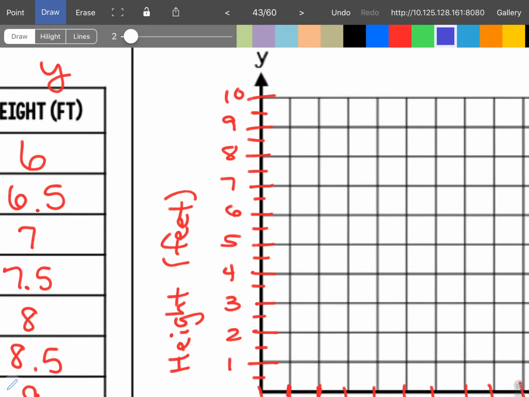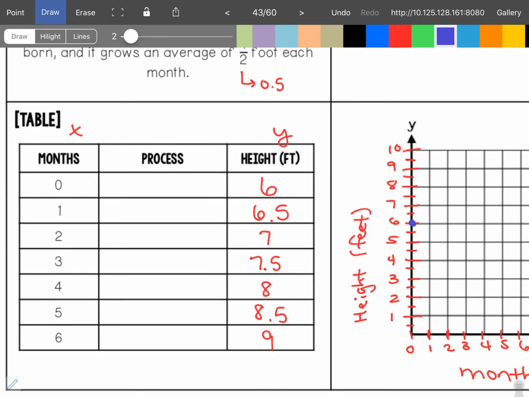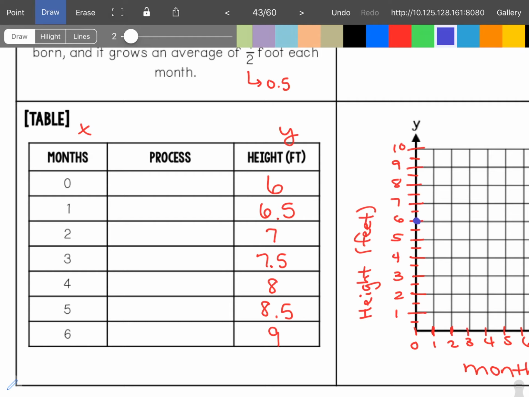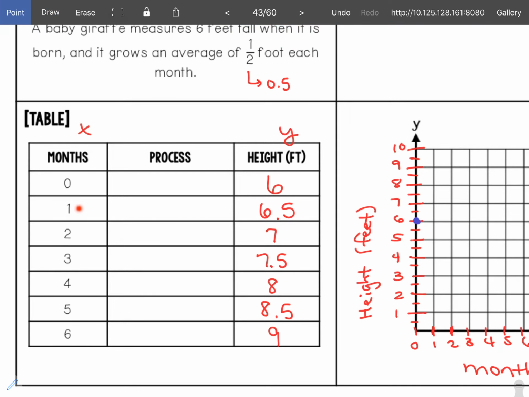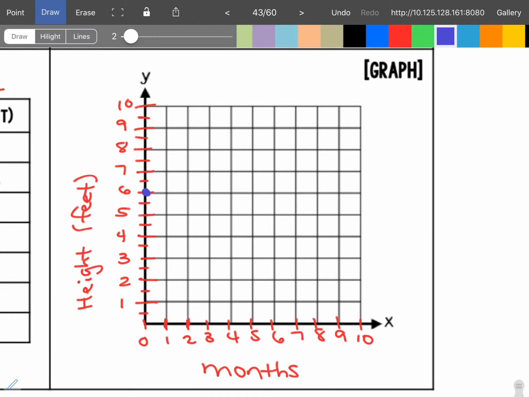Change that color to help us. So right here at 6 feet, we've got a dot. Okay, and then we go back to our table, and we can see that at 1 month, the giraffe is 6.5 feet. So we go back over to our table, between the 6 and 7. Very good. We go over to 1 month, and then 6.5 is going to be right here between the 6 and the 7. Very good.